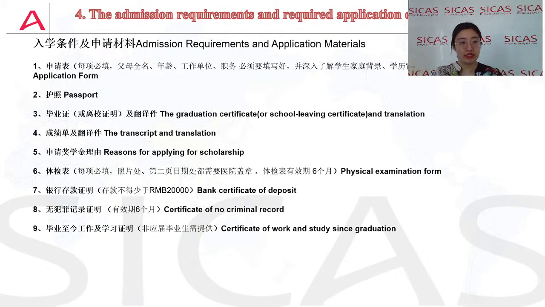Okay, so it only requires 9 materials. The first one is an application form. One thing to stress is that you have to fill in every blank: your parents' full name, age, the company that they work for, their title, just to help the university understand your background and your education background.